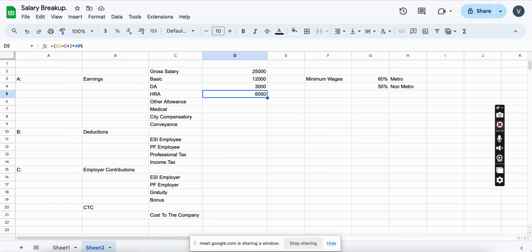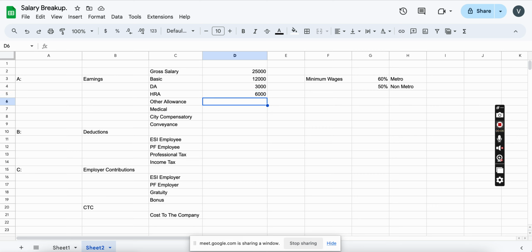It's also depending on the CTC, right? See, no, it depends on basic and DA. Automatically, those will become part of CTC. It has nothing to do with CTC. It has only to do with organization policy, state policy, and basic and DA. It only depends on these three things. Decide what we want to keep. Got it? Understood. Okay.